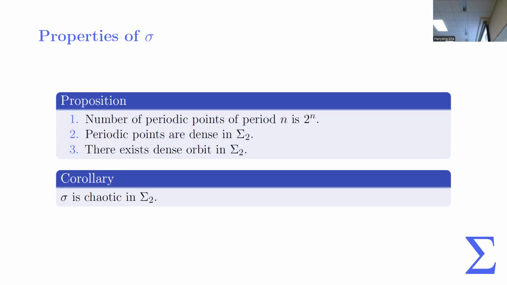Well, let's look at some properties of the map. We have a proposition. One, the number of periodic points of period n is 2^n. Two, periodic points are dense in sigma 2. And three, there exist dense orbits. So immediately we can see that sigma 2 is chaotic. Recall the definition of a chaotic map over a metric space: one, the periodic points are dense, and two, there exists a dense orbit. So if we prove the proposition, we immediately see that the shift map is chaotic in sigma 2.